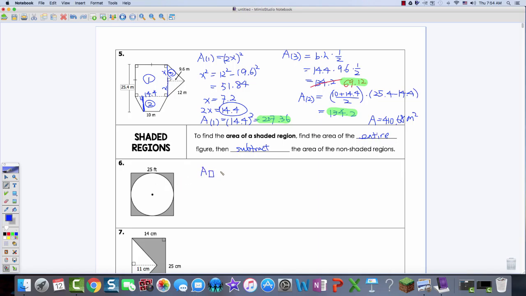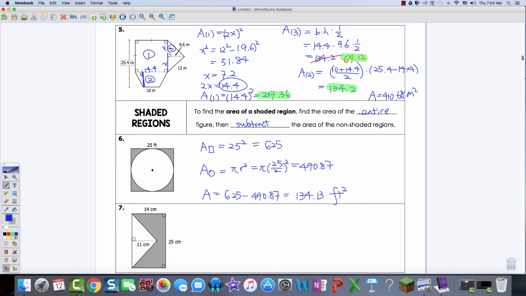So you calculate the area for this square, which is 25 squared. And then you calculate the area of the circle, which is pi r squared. And that's pi times 25 divided by 2 gives you the r, right? And then your final answer, that comes out to be 625. This comes out to be 490 point something, 87. So it's 625 minus 490.87 gives you 134.13, and your unit is square feet.